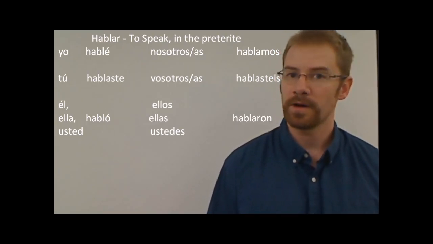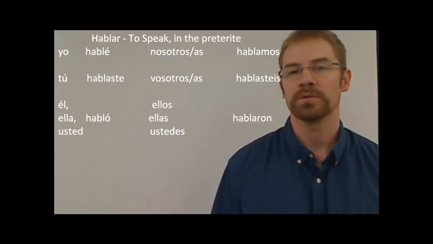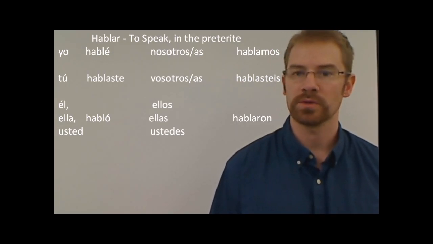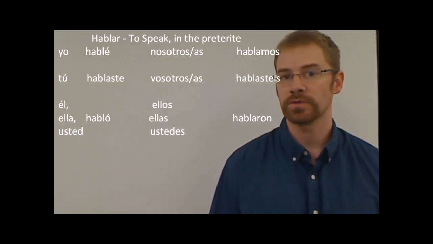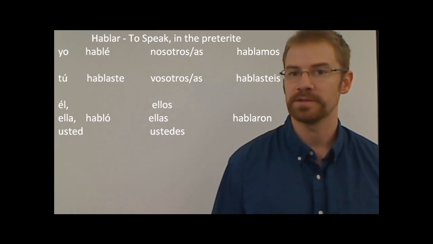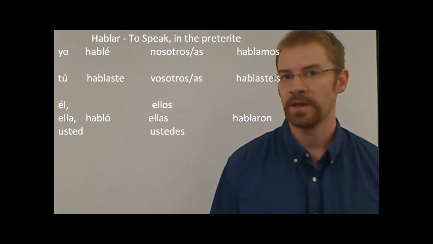So, for example, with hablar, if I wanted to say I spoke, you would say yo hablé. You spoke, tú hablaste. We spoke, nosotros hablamos. You'll notice a few things here. The nosotros form for AR verbs in the preterite is the same as the nosotros form of AR verbs in the present tense, so that makes it nice.